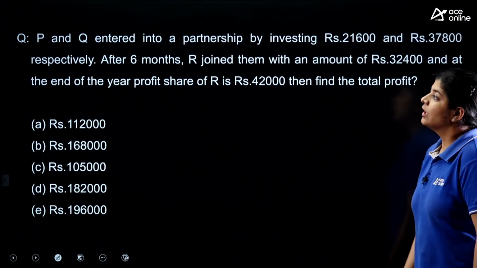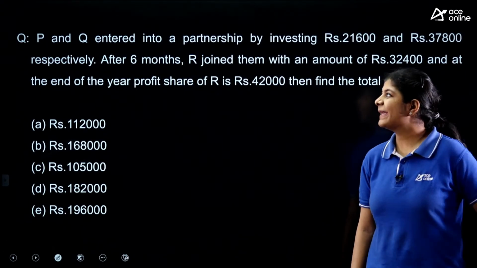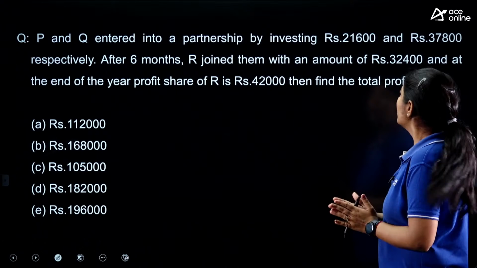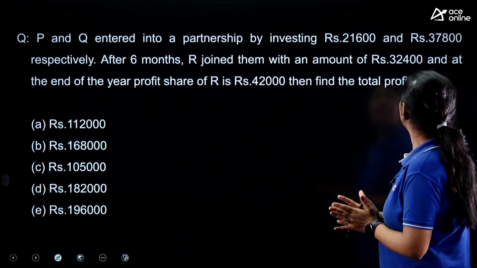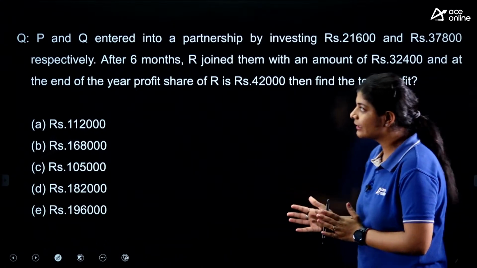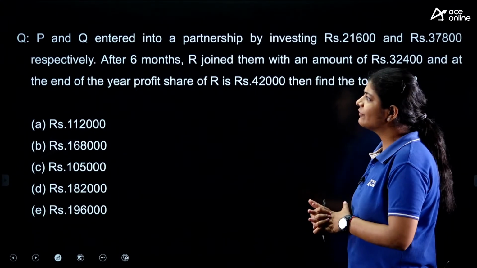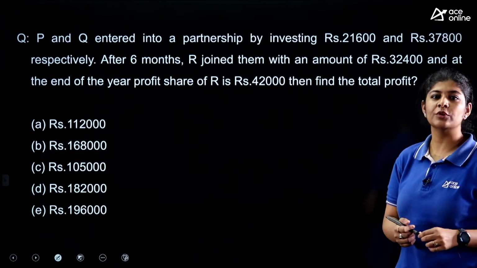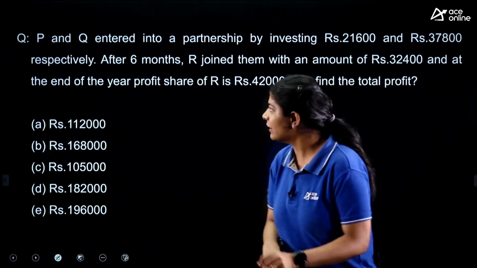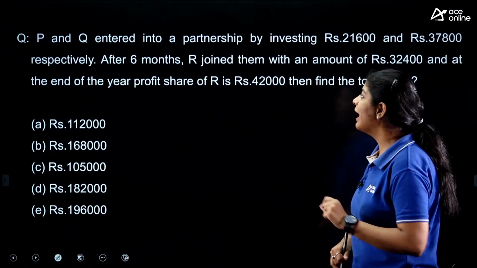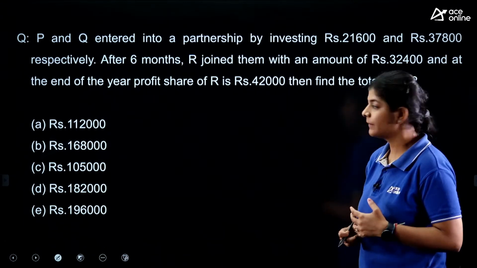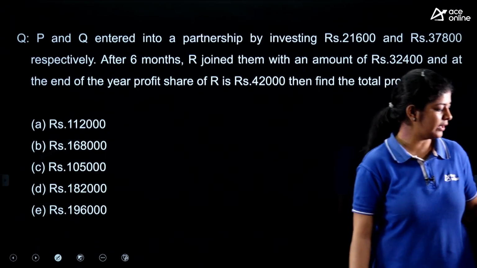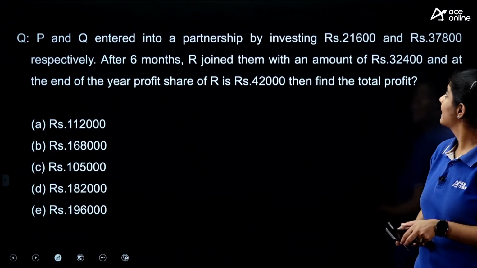Let's move further. So the next question says that P and Q entered into a partnership by investing rupees 21,600 and 37,800 respectively. After 6 months, R joined them with an amount of rupees 32,400, and at the end of the year, the profit share of R is 42,000 rupees. Then find the total profit. What we have to do is find out the total profit.